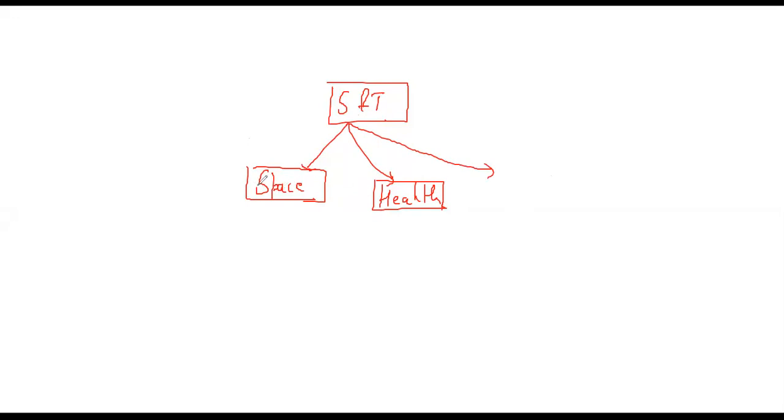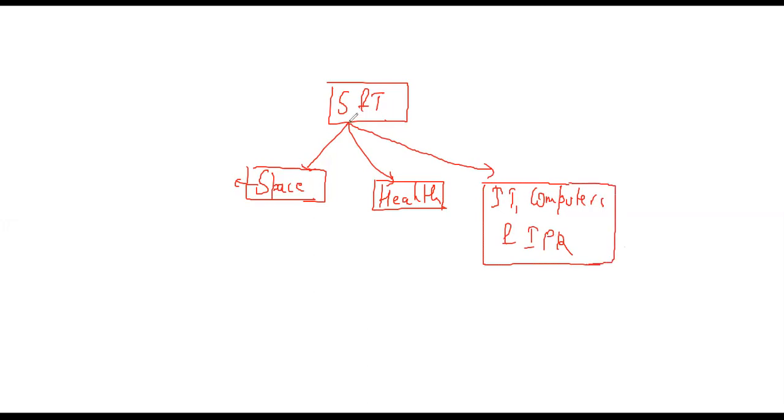One is space, where we can talk about Indian developments and developments happening worldwide. Similarly, health. The third part is IT, computers, and IPR, where IPR is intellectual property rights. And the fourth can be miscellaneous. Miscellaneous means anything outside the purview of these three, which we cannot put in these brackets.